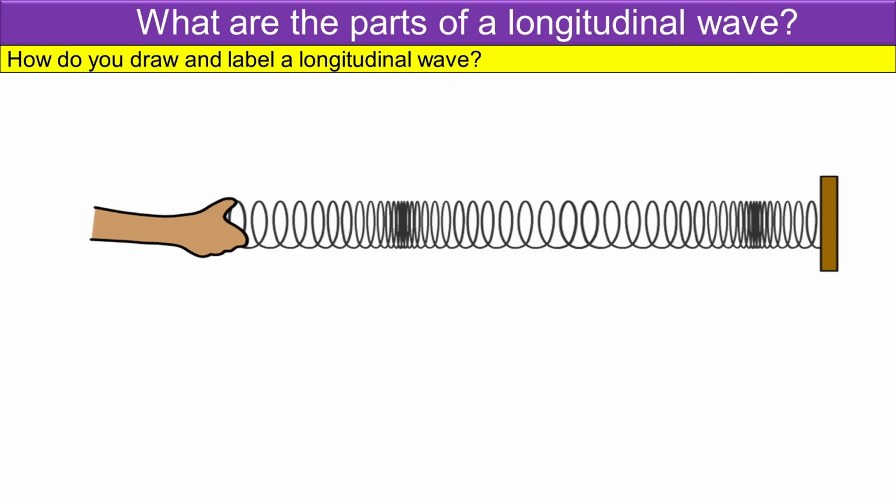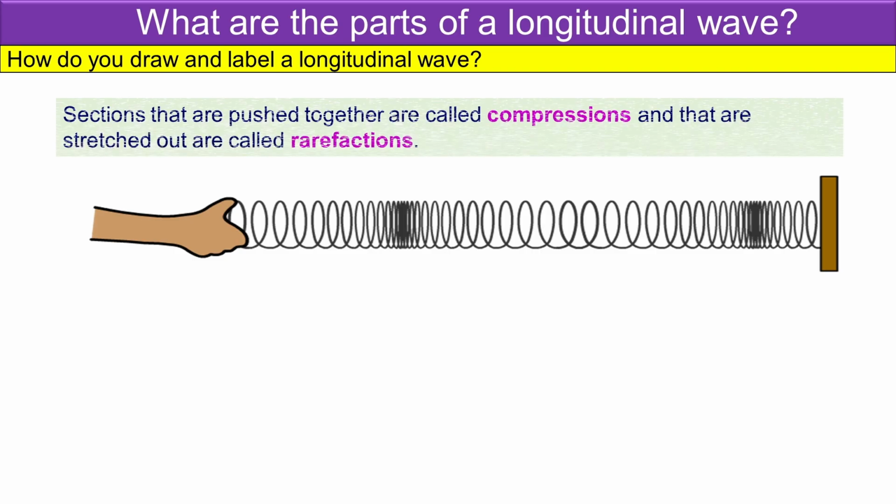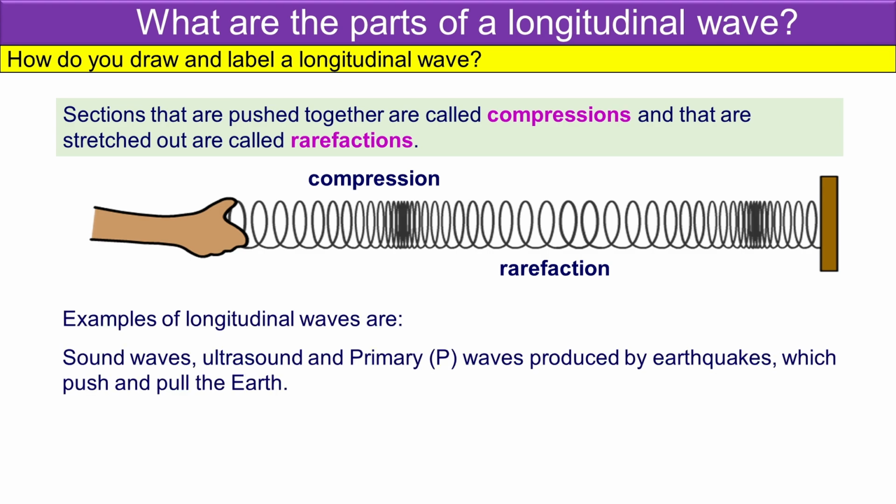We also need to label the longitudinal wave. So where the parts are really squished together, that's called the compression, and where they are stretched out is called the rarefaction. Examples of longitudinal waves are sound waves, ultrasound, and primary waves, also known as P waves. These are the waves that are produced by earthquakes.